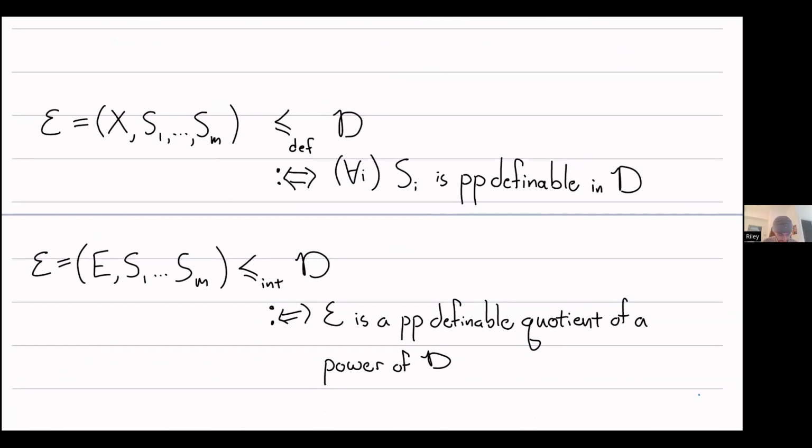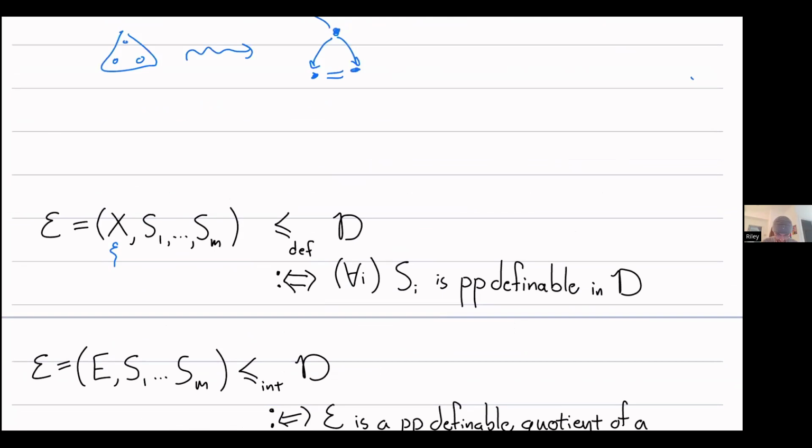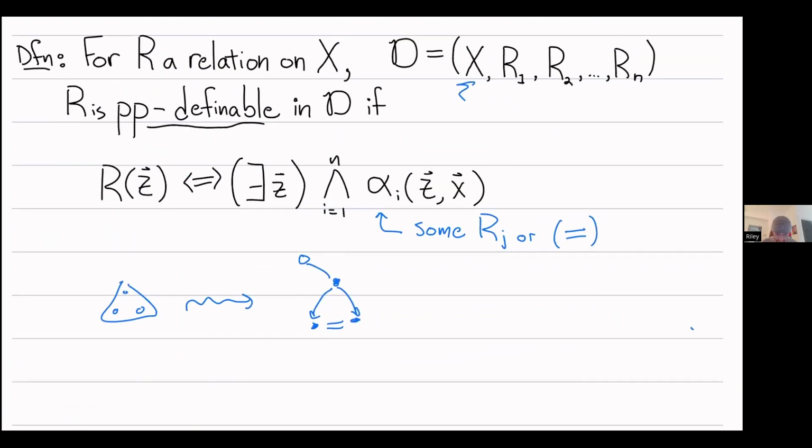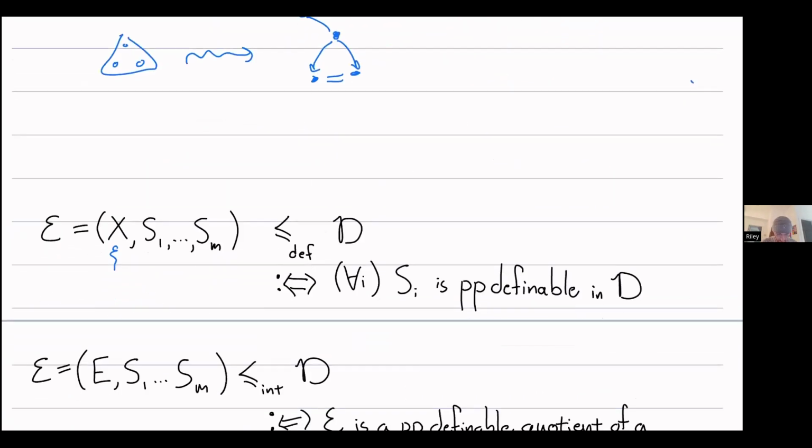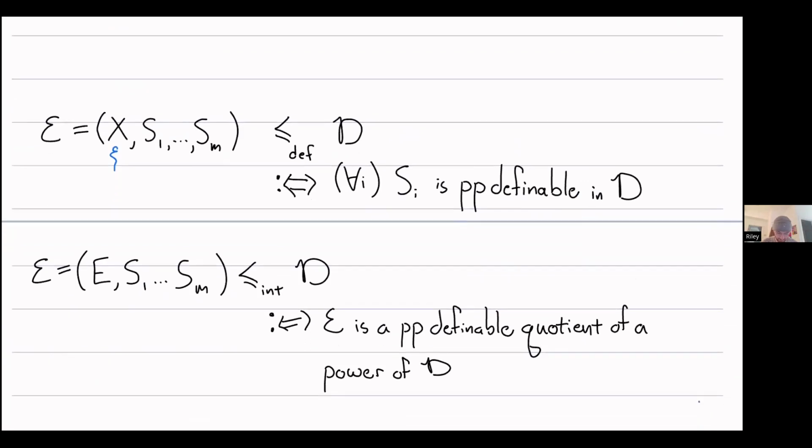If we have E, some structure that also lives on X, has the same domain as D, we say E is PP definable in D, which I'll write with less than sub definable, to mean that just all of the relations in E are PP definable in D.